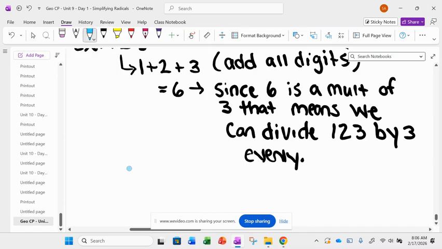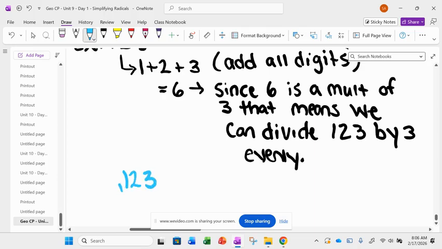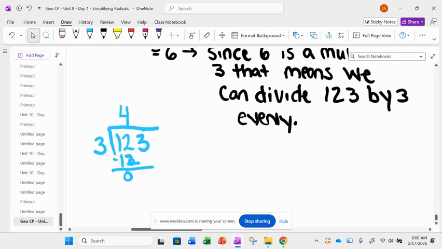And just to show you, 123 divided by 3. 3 doesn't go into 1, but 3 goes into 12 4 times. 4 times 3 is 12. Subtract, bring down the 3. 3 goes into 3 one time. So 3 times 41 is 123. So that's the rule for 3.